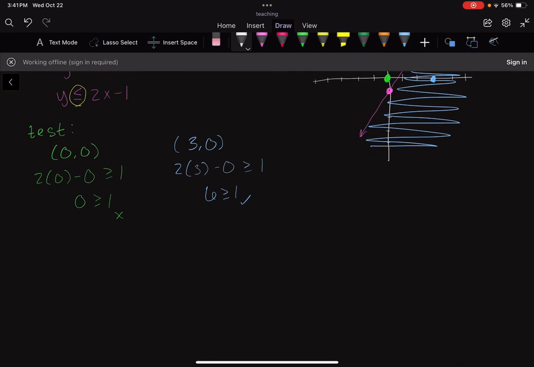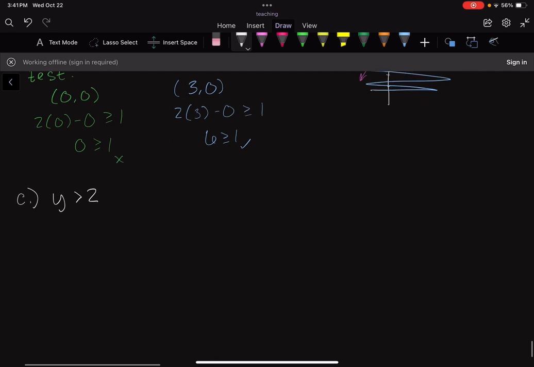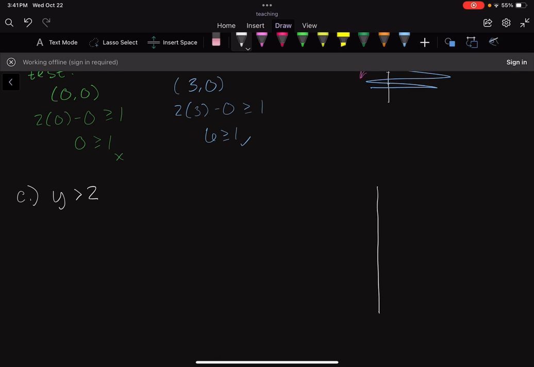Keep going. Let's do another one. Let's do y is greater than 2. So this one, you got to remember how to graph lines a little bit. When you have y equals on a line, what kind of line is that? It is a horizontal line. So this means we have a horizontal line at 2.